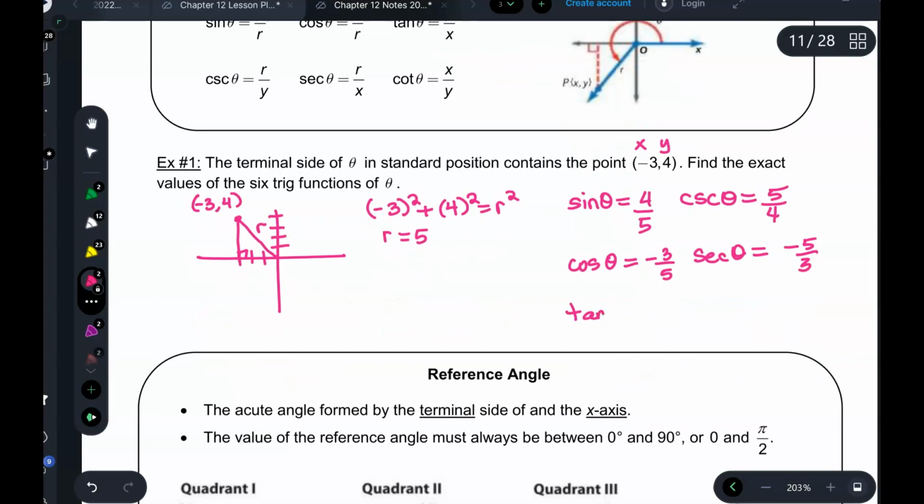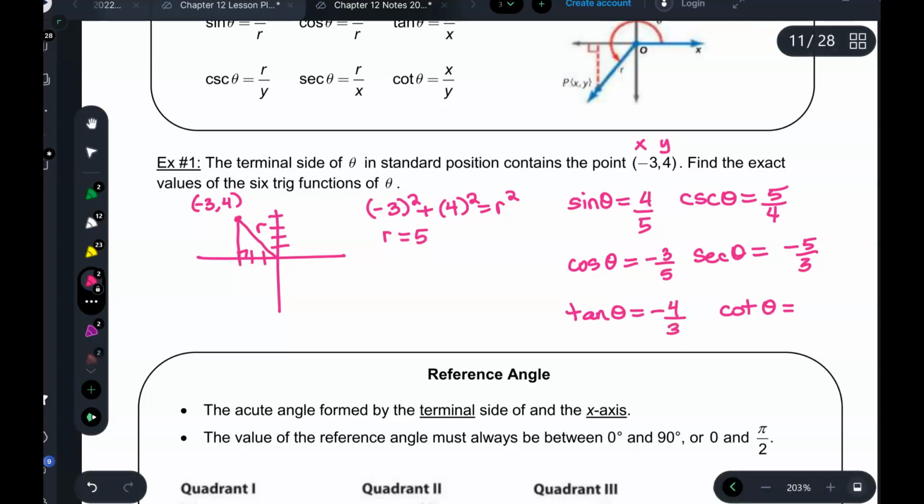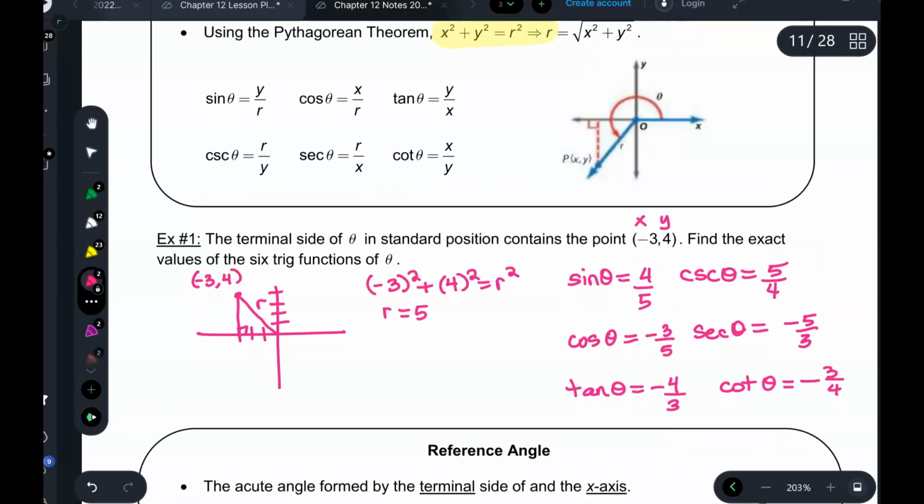And last we have tangent and cotangent. This combines this new information with what we did in the last lesson. What's tangent? It's going to be y over x, so -4/3. And then cotangent is -3/4. Are you okay with that? That's just using this alternate definition.